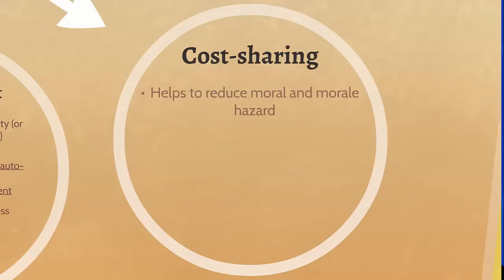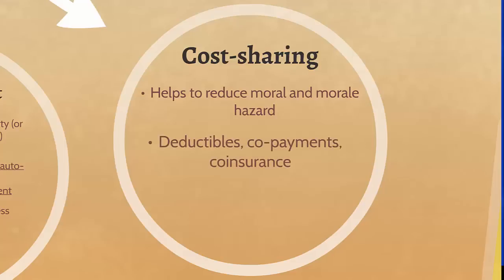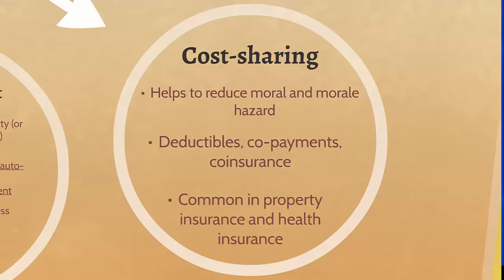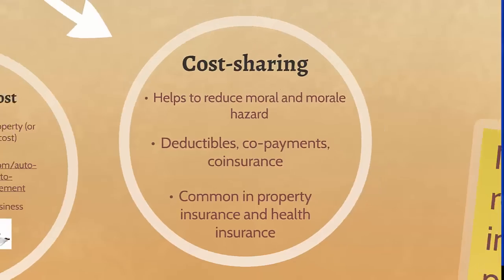Next, cost sharing. Cost sharing helps to reduce moral and morale hazard, especially for areas where the potential for morale and moral hazard is high. Deductibles, co-payments, and co-insurance are all part of cost sharing. These are very common in property insurance and health insurance, but they do not exist in life insurance, and they're uncommon in liability insurance. We'll look at these as we discuss each of those types of insurance.